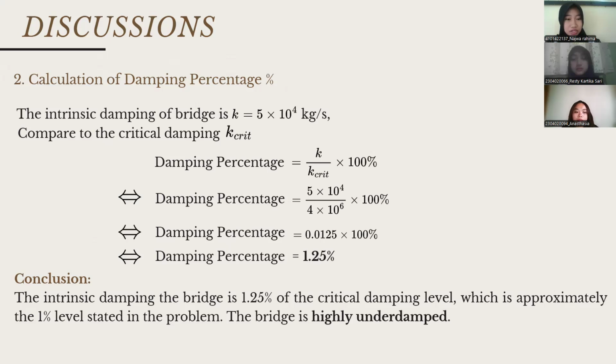So the conclusion: the intrinsic damping of the bridge is 1.25% of the critical damping level, which is approximately the 1% level stated in the problem. Then the bridge is highly underdamped. Next, we'll present with my partner.